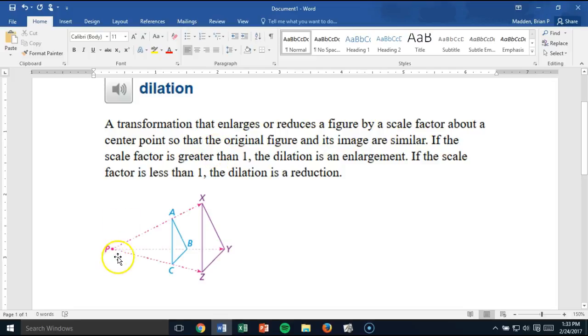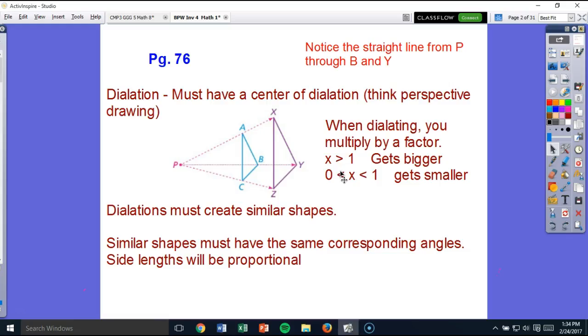What it's saying here is our center point P is going to be coming through the center of both of our shapes. Now these are similar because they wind up having the same angles and similar scale factors on their sides. CB is of the same scale factor with ZY as AC is to XZ. We'll go over that a little more in a bit. If the scale factor is greater than 1, the dilation is an enlargement. If the scale factor is less than 1, the dilation is a reduction.